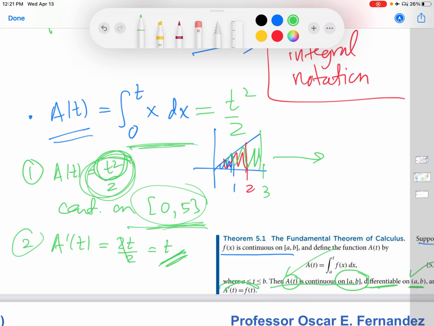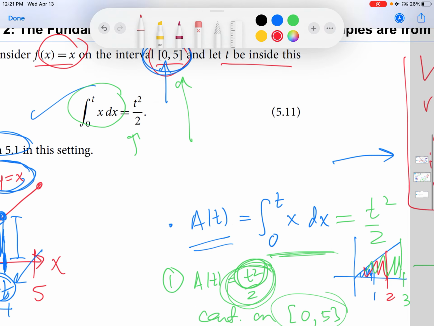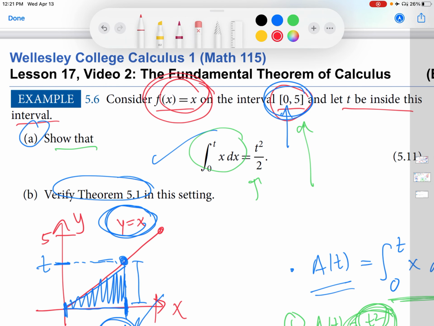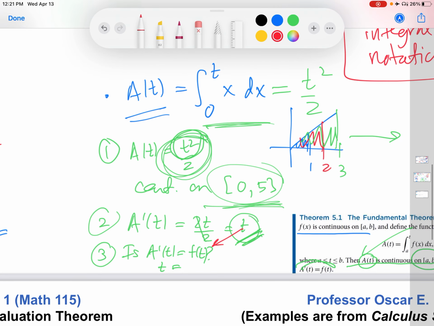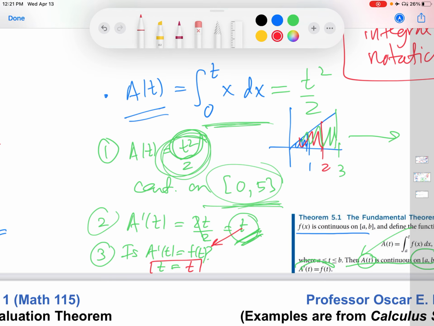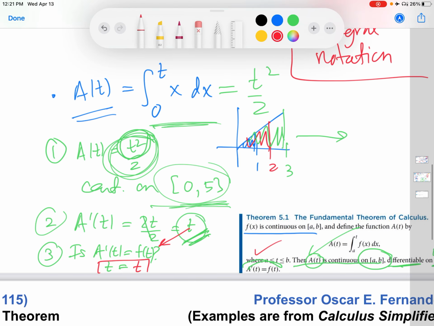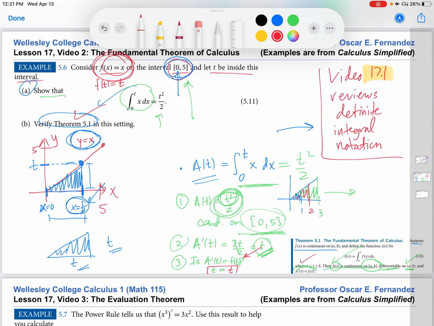And then the last one we want to verify: is A prime of t equal to f of t? Well, first of all, we know that A prime of t is t, we just calculated that. And what is f of t? Well, let's go back to this problem. What was the function that we were working with? f of x is x. So f of t is just changing the letter. f of t is t. So we go down here, f of t is t. So t equals t. Verified. All right, so that's the last thing to verify. So zooming out here, we have done all possible checks of the theorem. We verified its hypotheses, we verified its conclusions, and the fundamental theorem of calculus holds for the data given in this problem.